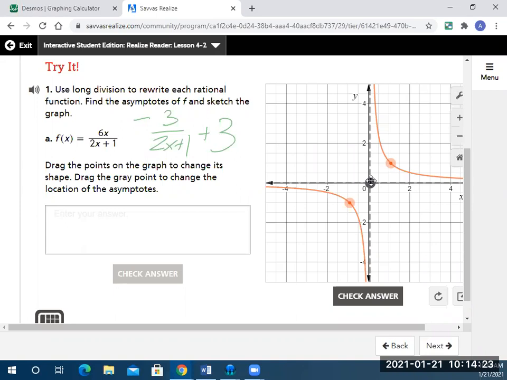What about our range? It does not equal 3? Yeah, y does not equal 3, right?